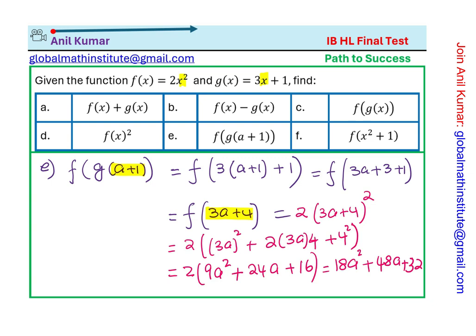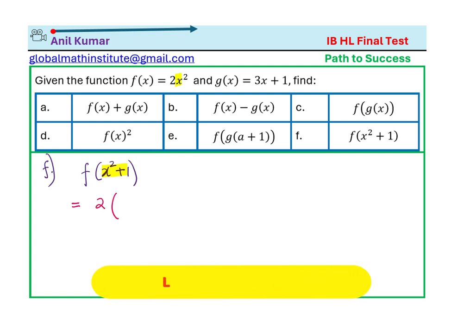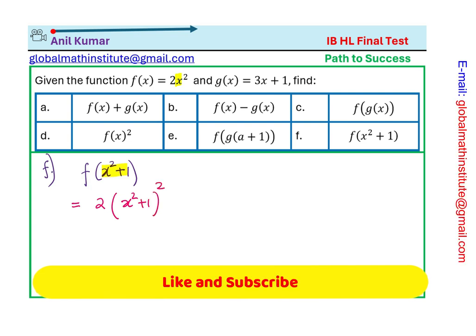And now let's move on to part F. I hope all the steps are absolutely clear. Perfect. So the last question from this series, F, which is f of x squared plus 1. So basically, we are going to replace the argument x with x squared plus 1. So you get this as 2 times x squared plus 1 whole square. Perfect. Now you can square this.